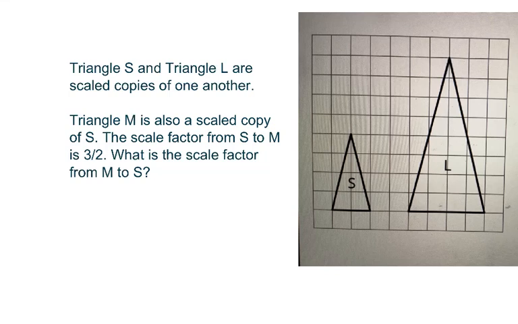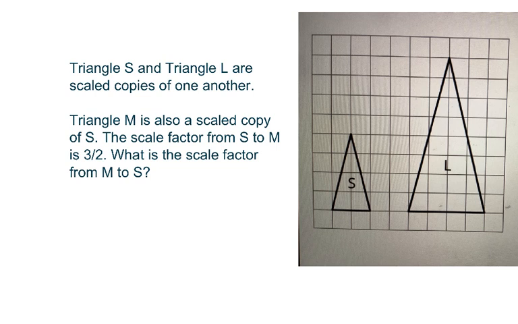Triangle S and triangle L are scaled copies of one another. Triangle M is also a scaled copy of S. The scale factor from S to M is 3/2. What is the scale factor from M to S?